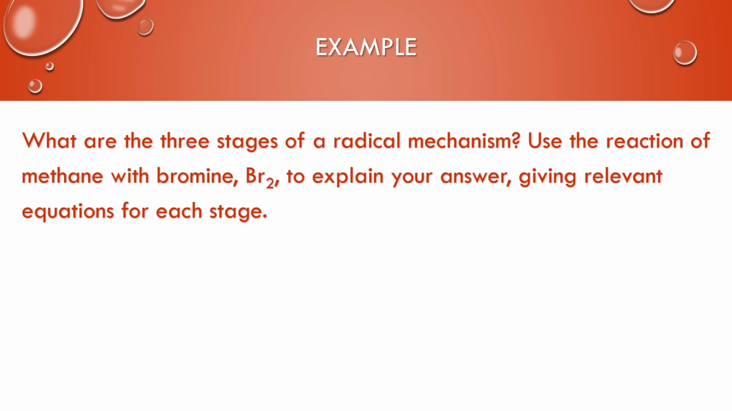Okay, so what are the three stages of radical mechanism? We have initiation, propagation, and termination. But then it says use the reaction of methane with bromine to explain your answer, giving relevant equations for each stage. So I'm going to abbreviate I for initiation. In this case, we're going to take the bromine, and it's going to undergo homolytic fission, and we're going to assume that it's UV conditions in this case, but it could be heat, and you're left with 2 bromine radicals.